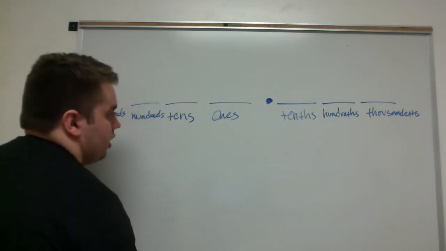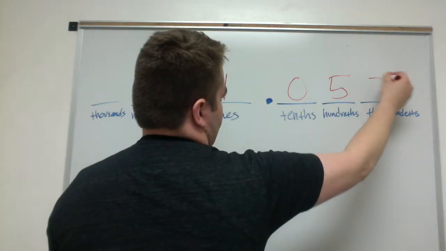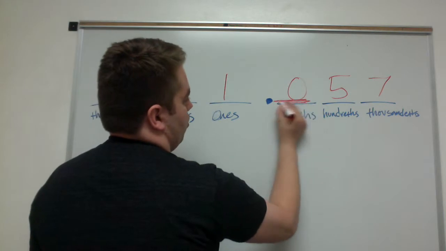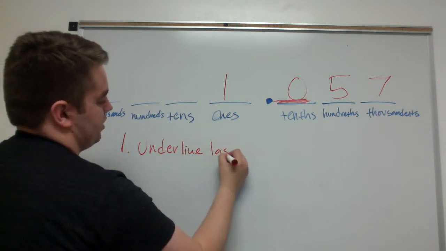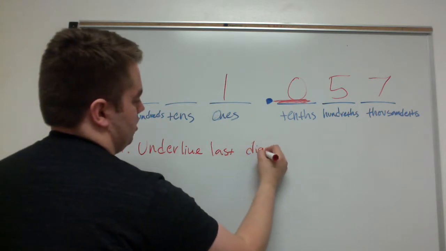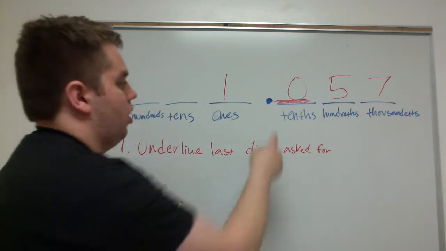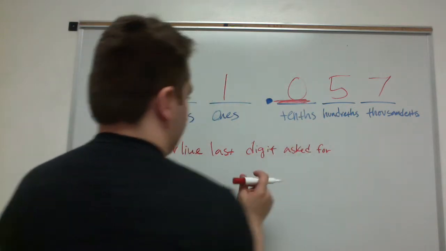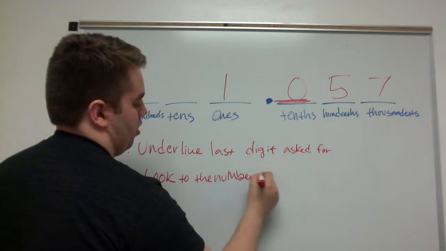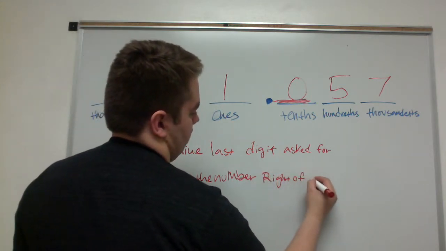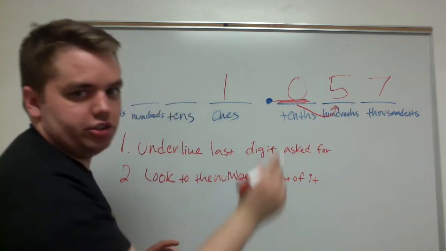So let's say that we have a 1 here. Say we have 1, 0, 5, and 7, and they want us to round here. So the rule, for me, is: 1, underline the last digit asked for. For example, if they said round to the tenths place, I would underline the tenths place. 2, look to the number right of it. The way I visually represent this is I literally draw an arrow to the 5.